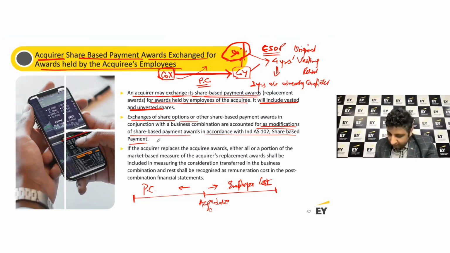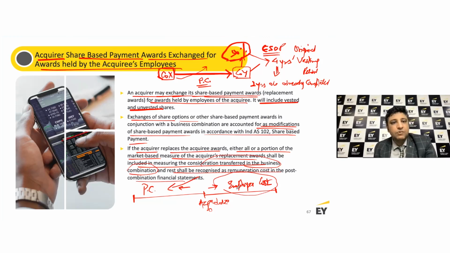Okay. And what we want to understand here is that if the acquirer replaces the acquiree's awards, as it does normally, either all or a portion of the value of these replacement awards should be considered in calculating the value for the business combination as a purchase consideration, right? And the balance amount shall be considered as part of the remuneration cost or the employee cost for the post combination period, right? How do we calculate that?